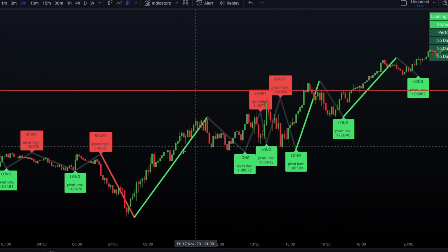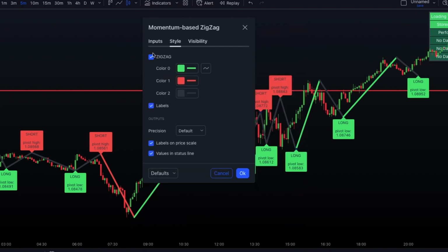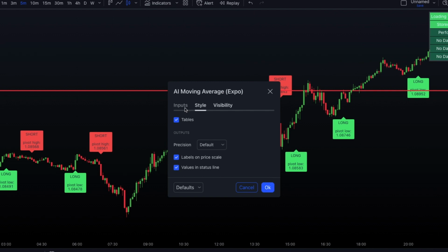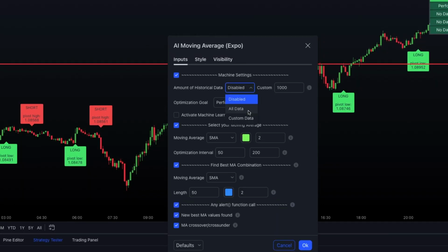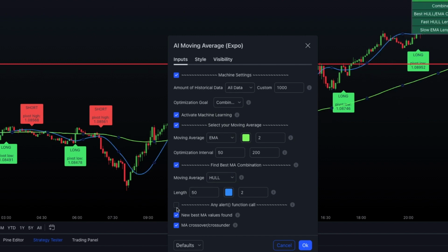Now we need to make some adjustments to both these indicators, so double click on the zigzag, go to style and uncheck zigzag. Now we need to double click on the machine learning and optimization, go to inputs and change the amount of historical data to all data and change the optimization goal to combined, then activate machine learning and change the moving average SMA to EMA and change the moving average SMA to Hull. Once done, we're going to need to uncheck all the bottom three boxes.